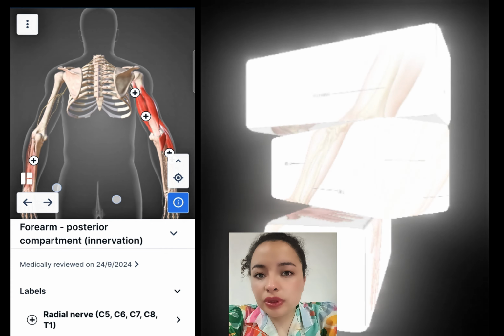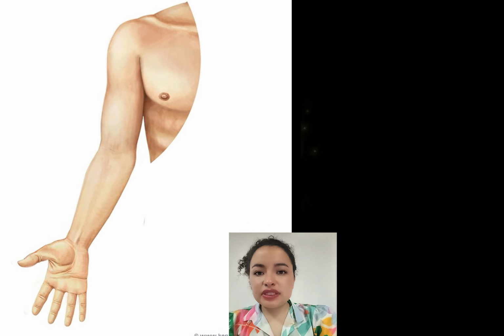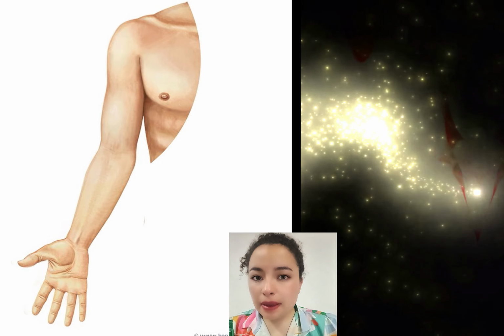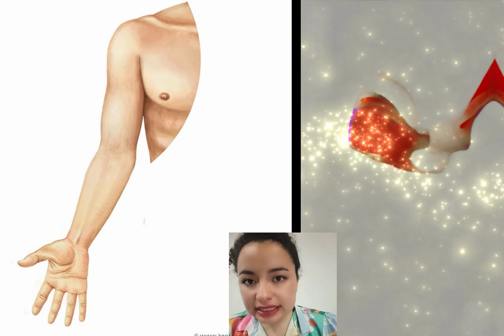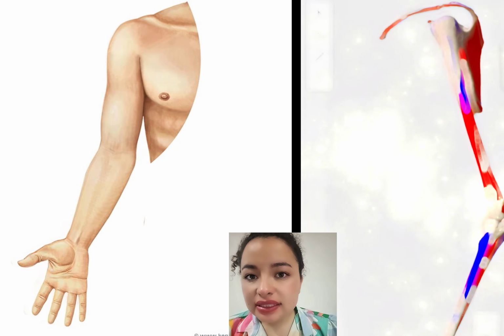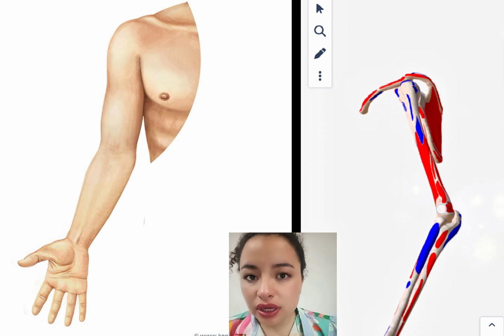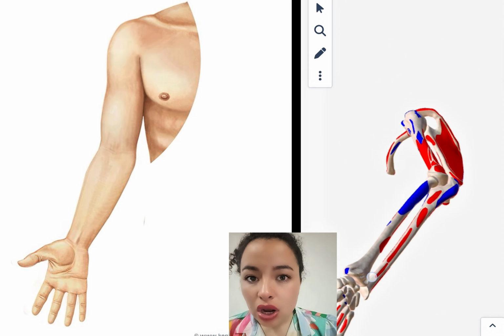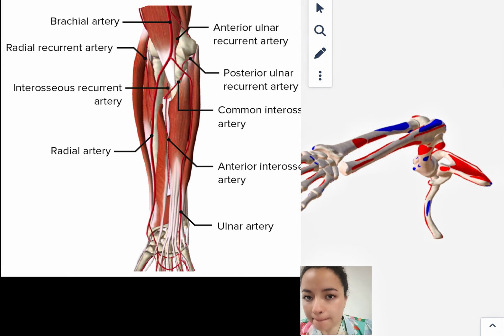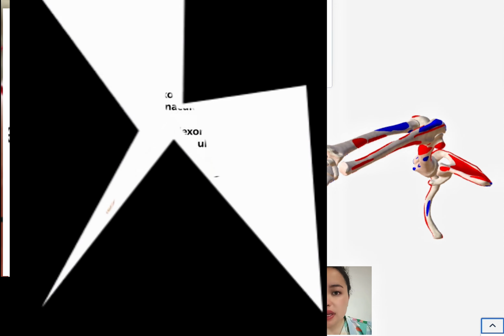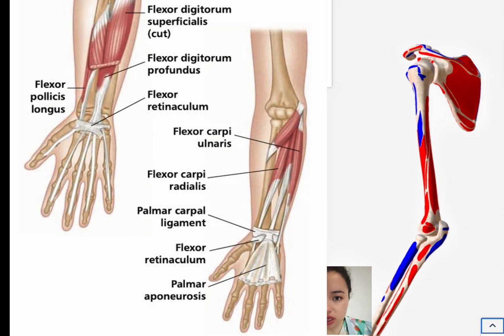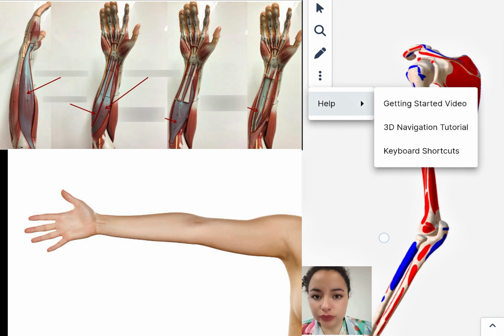The muscles that move the elbow are the triceps brachii, biceps brachii, brachialis, brachioradialis, supinator brevis, pronator teres, and pronator quadratus.